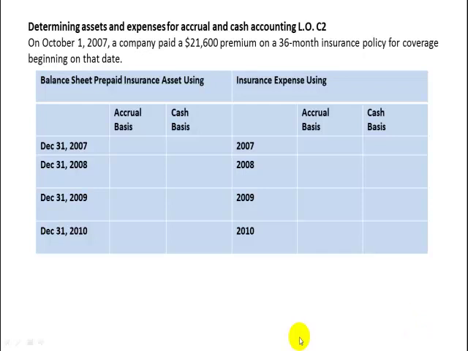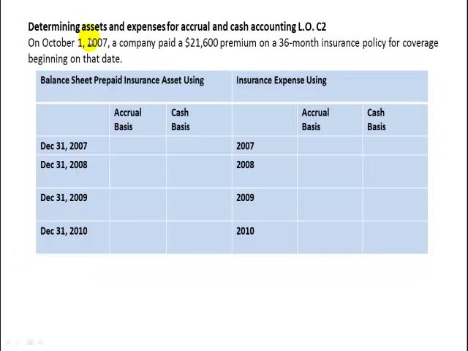This exercise is designed to help you understand the difference between accrual basis accounting and cash basis accounting. It says on October 1st, 2007, a company paid a $21,600 premium on a 36-month insurance policy for coverage beginning on that date. Now that was October the 1st.